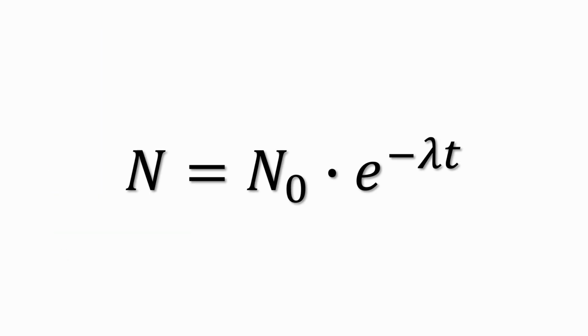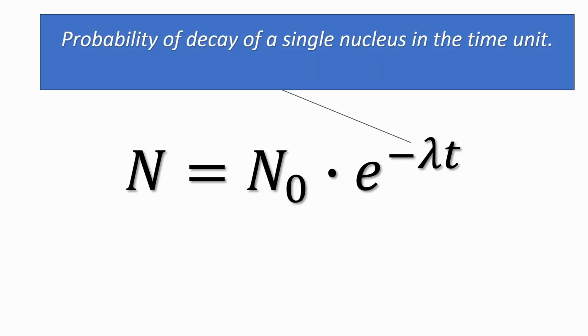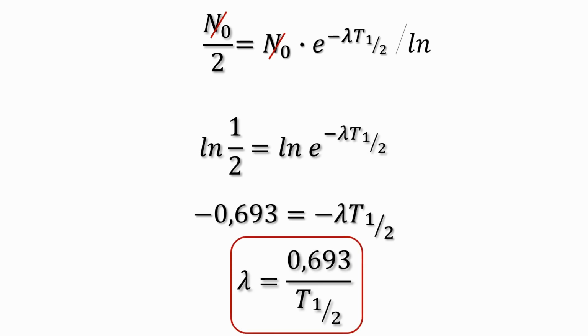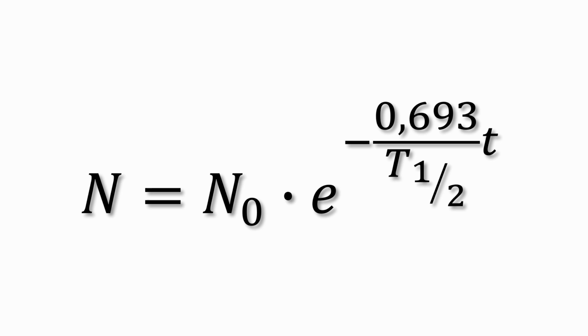The same logic applies to radioactive decay, where the number of unstable nuclei falls over time, as indicated in the negative exponent, minus lambda t. The number of unstable nuclei N after time t depends on the initial number of unstable nuclei N0 and the decay constant lambda, which is unique to each radionuclide. Lambda indicates the probability of decay of a single nucleus in the time unit. If the initial number of nuclei is cut in half, the elapsed time equals one half-life. By dividing by N0 and applying logarithms on both sides, the relationship between the decay constant lambda and the half-life may be obtained. The total number of unstable nuclei at any given time can now be expressed as a function of the radionuclide's half-life.